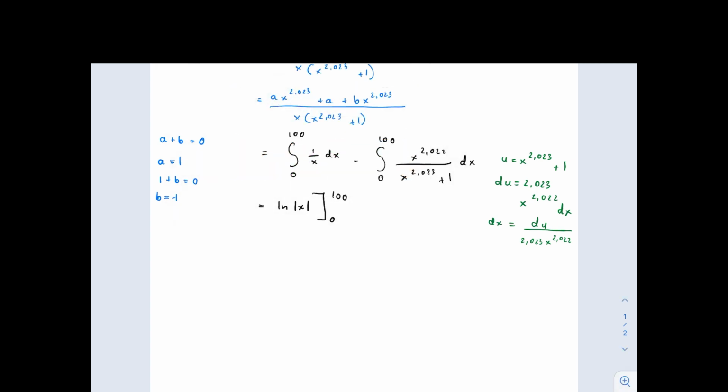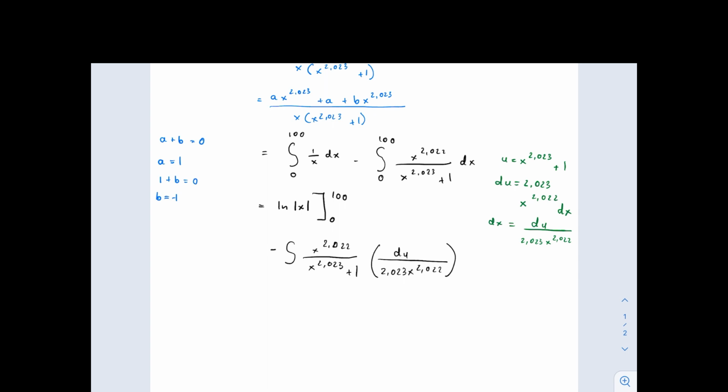Now, substituting this back in, we end up with minus the integral of x to the 2022 over x to the 2023 plus 1 times du over 2023 x to the power of 2022.